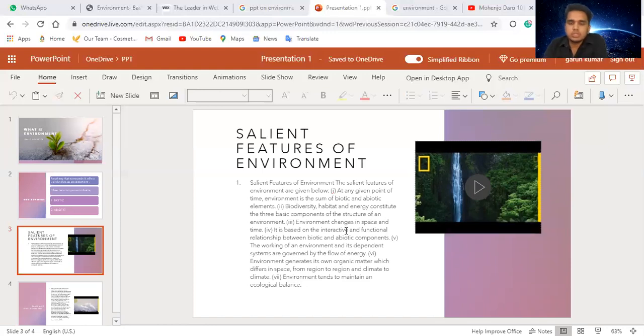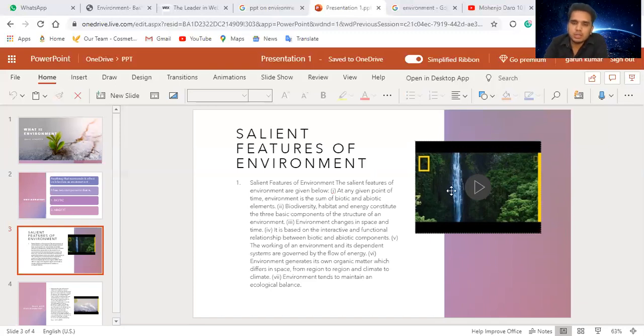So salient features of लिख लिया आप दोनों ने. Environment changes in space and time. So according to the time period, it keeps on changing. It is based on the interactive and functional relationship between biotic and abiotic components. Functional interaction. What are the abiotic components?